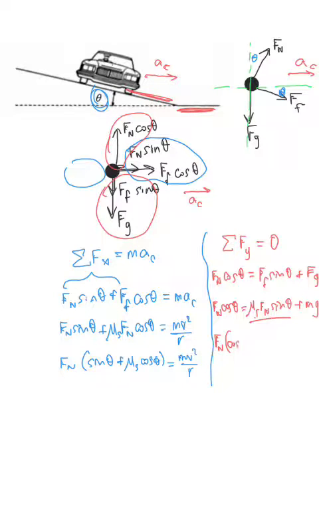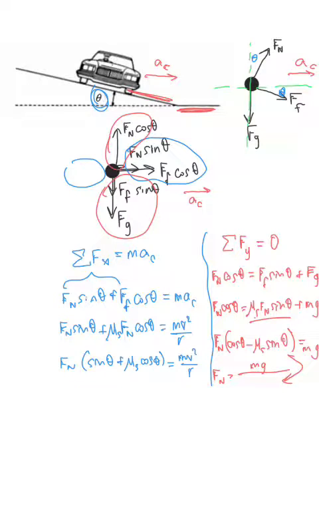So we have Fn, and then the cosine theta from this part right here, and then with this term being subtracted, with the Fn factored out, I'm left with a minus mu s sine theta. So minus mu s sine theta, and that's equal to mg, which means that Fn will just be equal to mg divided by all this stuff in parentheses. And I'm not going to rewrite it. I'll just put an arrow pointing down there.